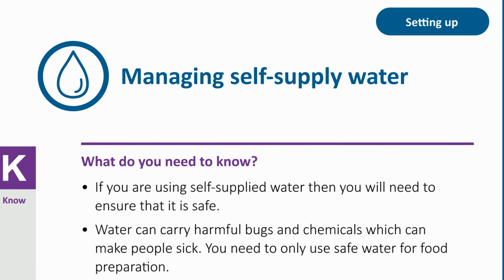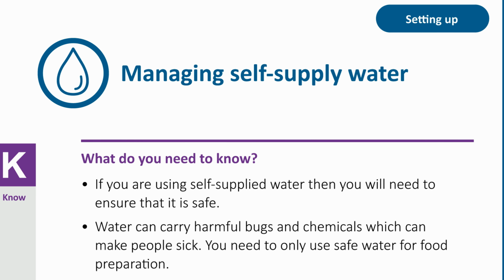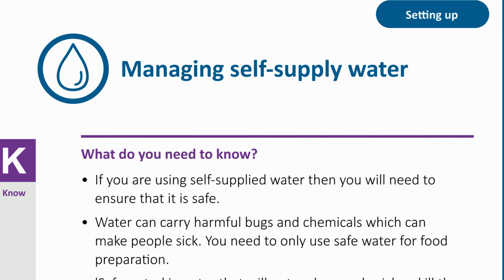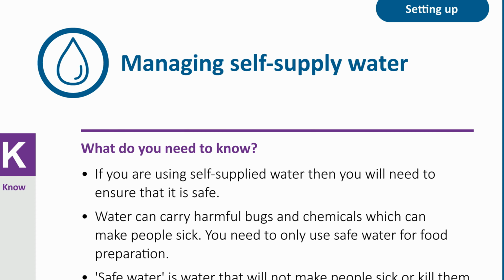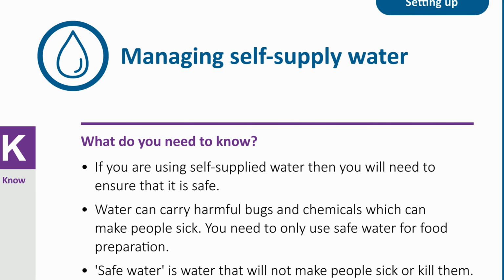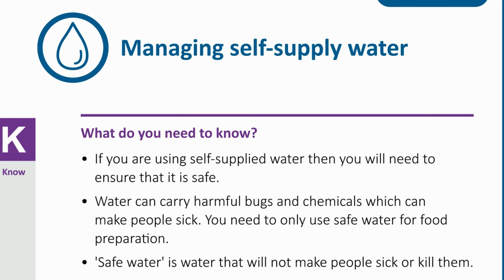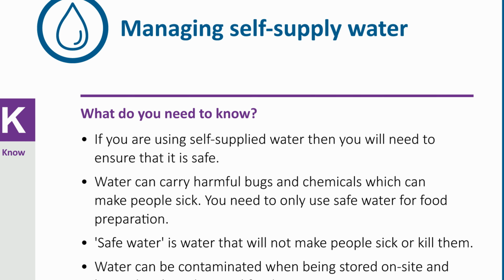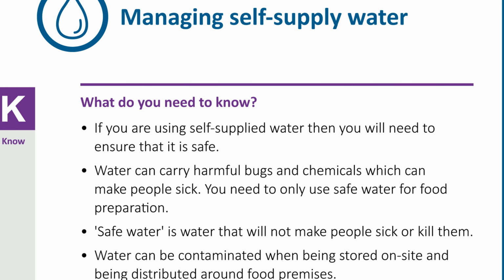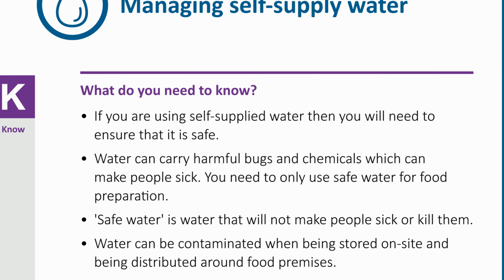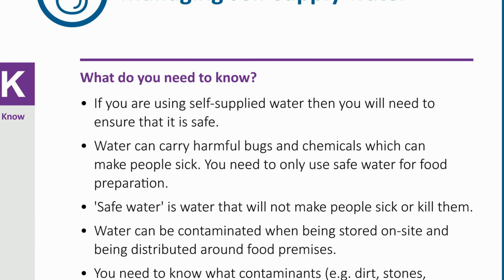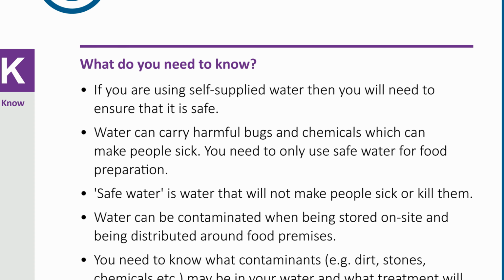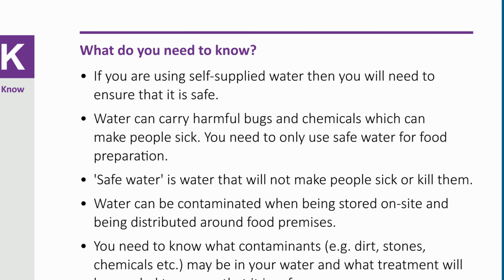If you are using self-supplied water, then you will need to ensure that it is safe. Water can carry harmful bugs and chemicals which can make people sick. You need to only use safe water for food preparation. Safe water is water that will not make people sick or kill them. Water can be contaminated when being stored on site and being distributed around food premises.